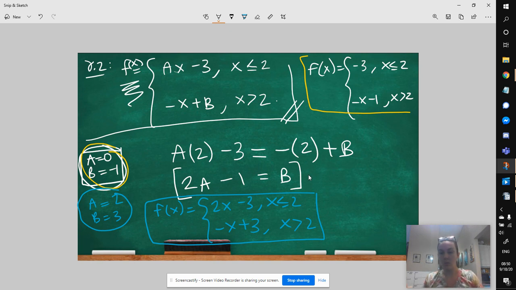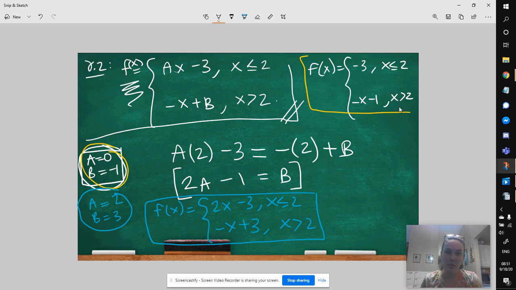So now this white expression in brackets is like a true relationship between a and b. And then you say, okay, well, what's a? Say we plugged in 0 for a. If we plugged in 0 for a, that means b is -1. And then coming over here to this piecewise function box in yellow, we see that, okay, well, if a is 0, this first function was just -3 when x is smaller than 2. And if we plugged in b equals -1, this second subfunction is -x minus 1 when x is bigger than 2. That's a piecewise function. It's continuous. We've succeeded. Yay!